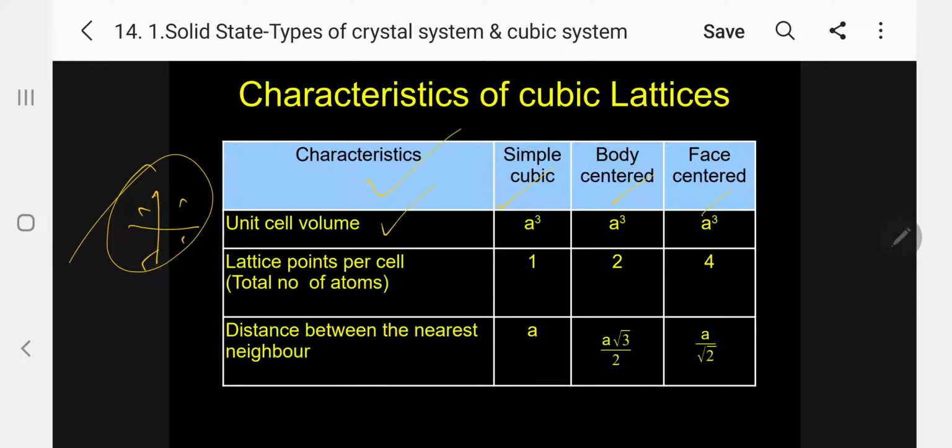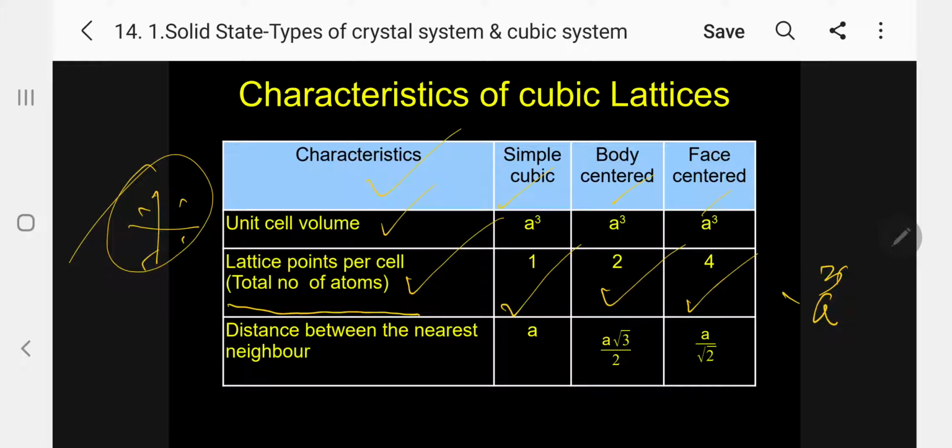Unit cell volume: kindly follow, we take A along each axis. So length, breadth and height, A cube, that is the volume. So the unit cell volume in all 3 cases is common: A cube, A cube, A cube. Then the lattice points, the total number of atoms I explained to you: 1 for simple cubic, 2 for body centered, 4 for face centered.